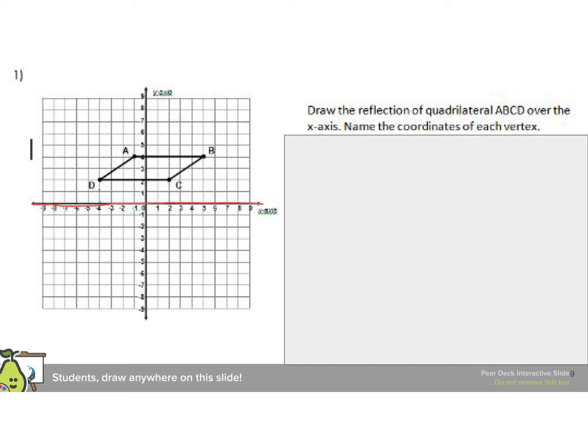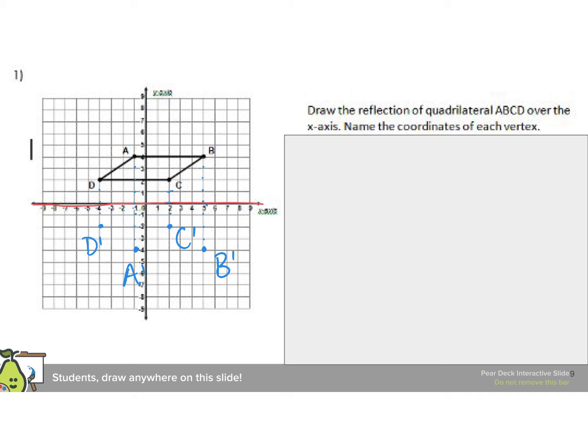D is 2 spaces away, so I count 1, 2, D prime. C is also 2 spaces away, so I count 1, 2, C prime. B is 1, 2, 3, 4 spaces above the red line, so I'm going to count 1, 2, 3, 4 spaces below the red line for B prime. And A is 1, 2, 3, 4 spaces above, so I count 1, 2, 3, 4 spaces below.